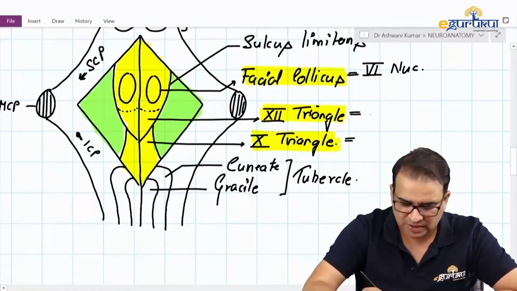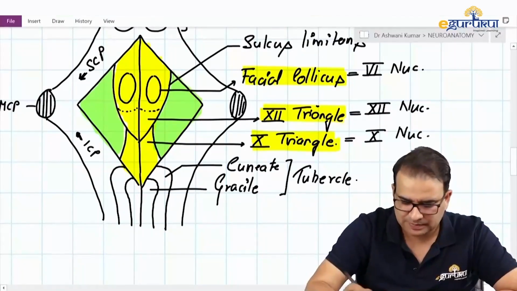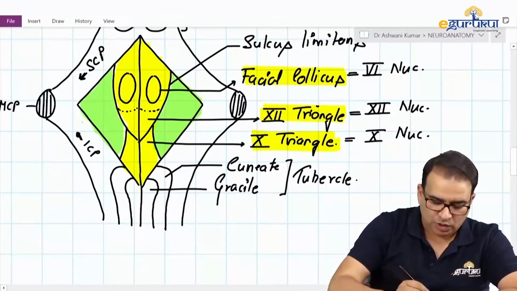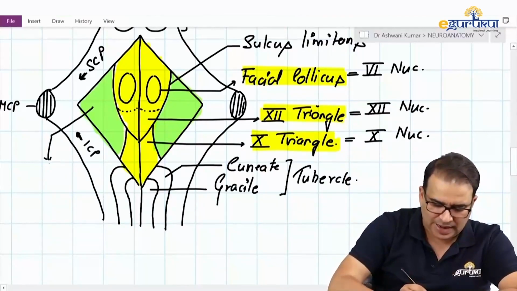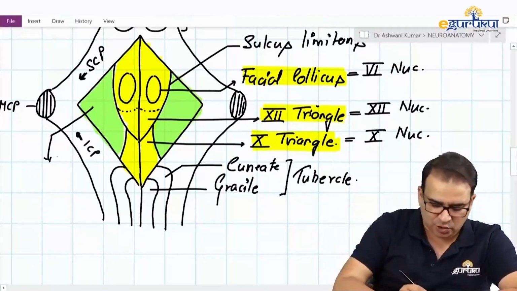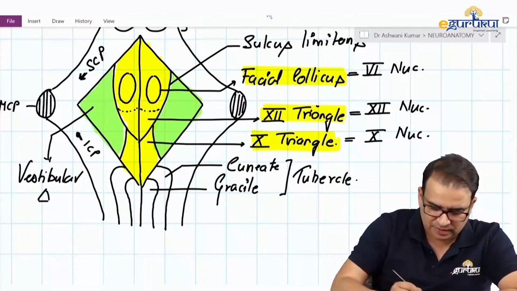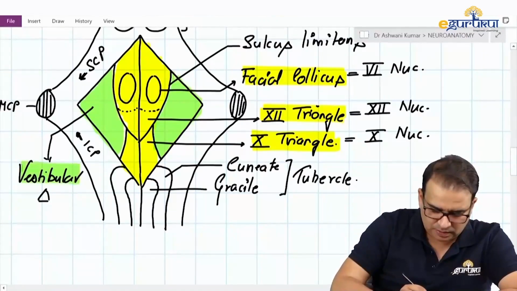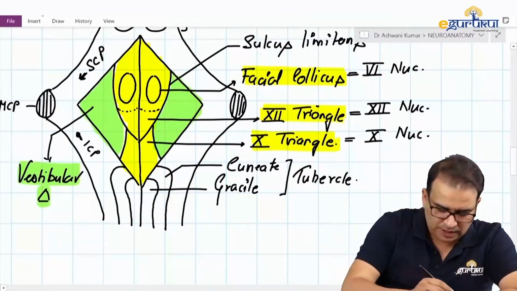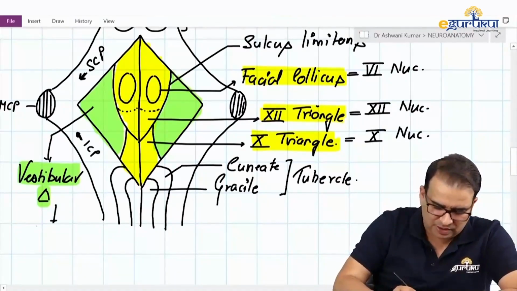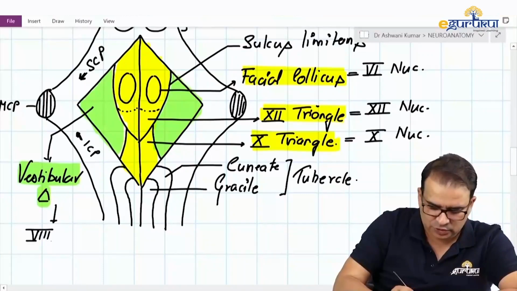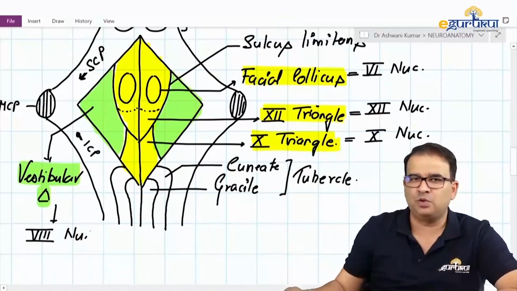For the rest of the two, it is fine. We have a hypoglossal nucleus there, and the vagal nucleus is there. What about the lateral side? On the lateral side, lateral to the sulcus limitans, that elevation is called the vestibular triangle. And the nucleus present deep to the vestibular triangle is obviously the eighth nerve nucleus. So the vestibular nucleus is the eighth nucleus.